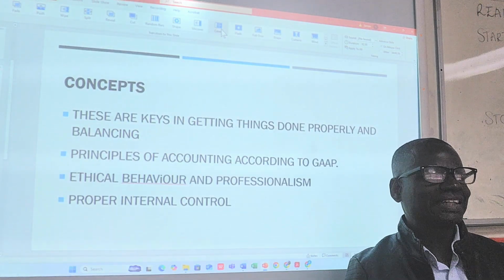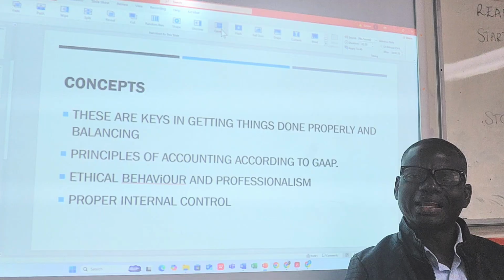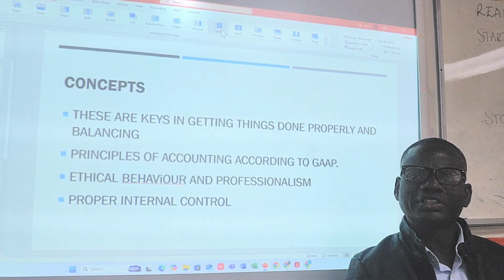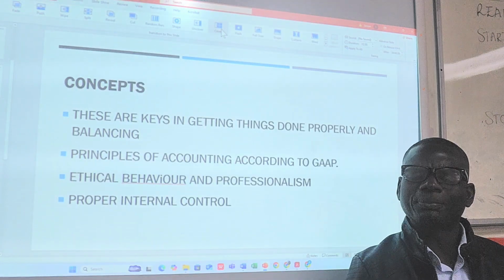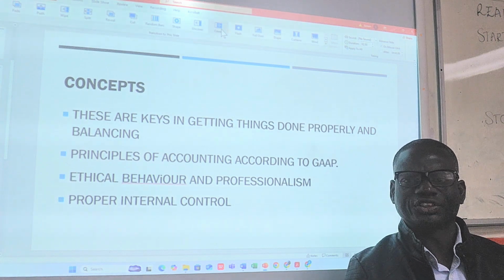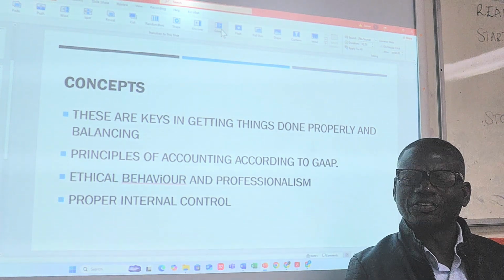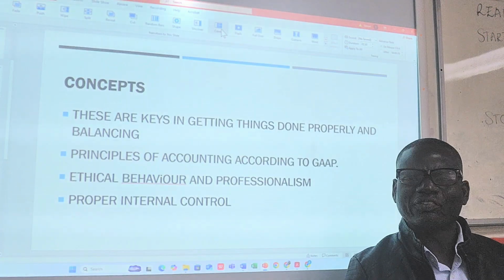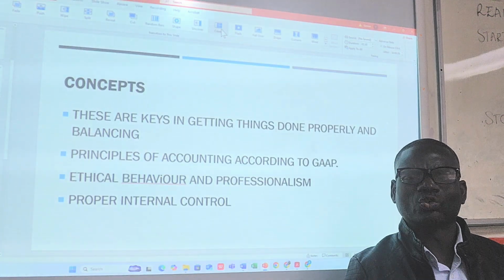Concepts are the key in getting things done properly and balancing your record. If you follow the principle that for every debit entry there will be a corresponding credit entry, if you know you debit the receiver, you credit the giver. That is the very basic accounting principle.